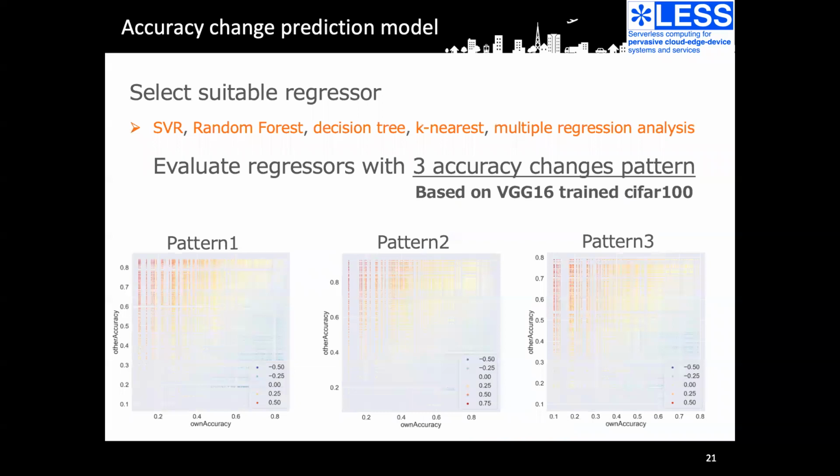We created a prediction model based on these 5 machine learning methods together with accuracy change data to select a suitable model for accuracy change prediction. We evaluated each prediction model with 3 patterns of accuracy changes. These patterns are obtained by integrating models that are trained on 10 types of objects in CIFAR-100. The objects used vary for every pattern.